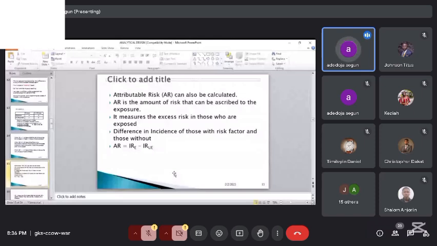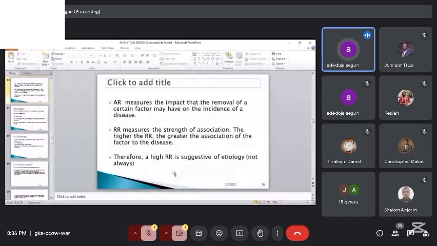Attributable risk measures the effect that the removal of a certain factor may have on the development of a particular disease, on the chance of having that disease, or the occurrence of that disease. Relative risk measures the strength of association. Now, trying to see the difference: the relative risk is trying to measure how strongly they are associated to each other.